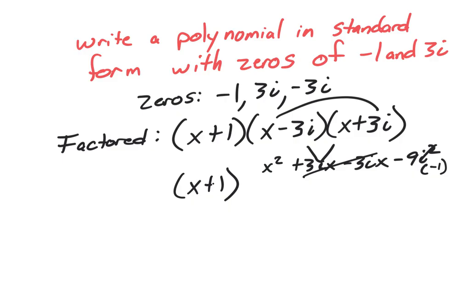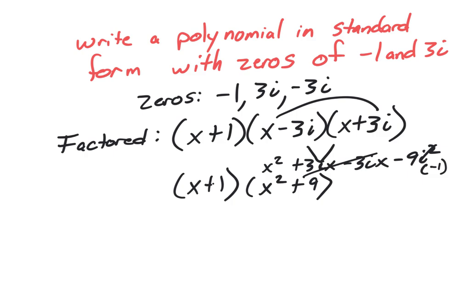So this is really negative 9 times negative 1, which would be a positive 9. So this whole thing becomes x squared plus 9. So we had some i's, but now all of a sudden the i's are gone. We don't have i's anymore. Okay, and that's going to happen whenever we multiply the two conjugates together.